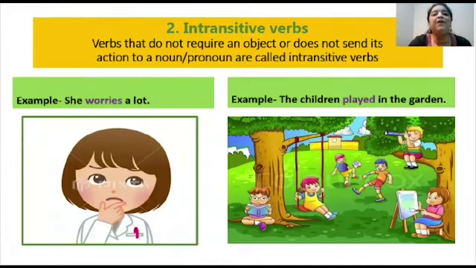The second type of finite verbs are intransitive verbs. Verbs that do not require an object or do not send their action to a noun or pronoun are called intransitive verbs. She worries a lot. Worries is the verb here. Is worries answering the question what, who or whom? No, it's not. That means worries is an intransitive verb.